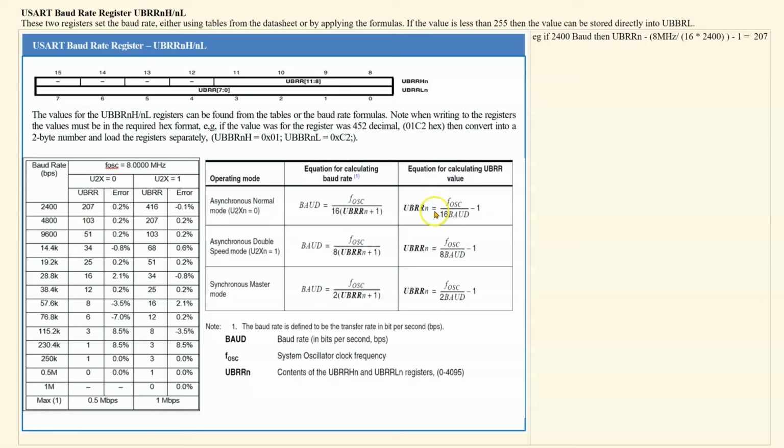Alternatively, we could use a formula here to calculate the value for the registers. The frequency of the oscillator over 16 times the baud rate, minus 1. I've performed the calculation here to get the same value as in the table. Now note, if you're loading a value greater than 255, you need to break the value into 2 hex sections and then load the hex number individually into the registers. So therefore 452 decimal will load the high register byte with 01 and the low register byte with C2.